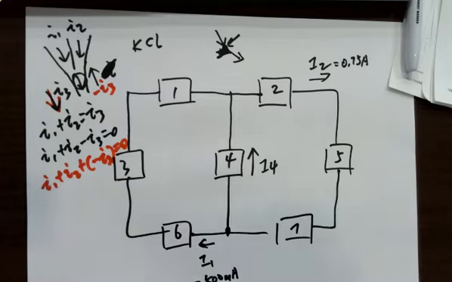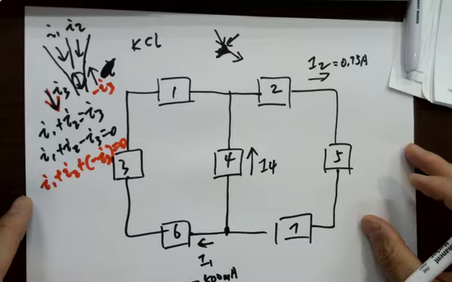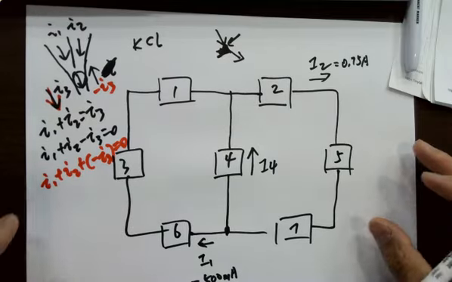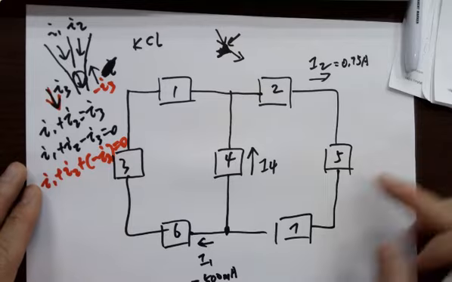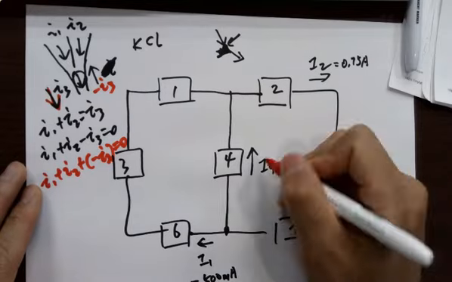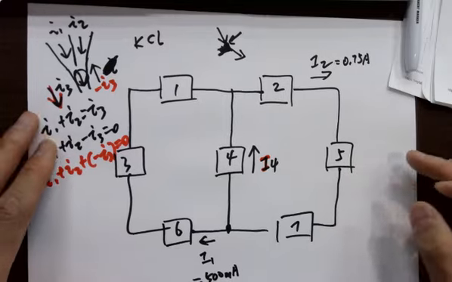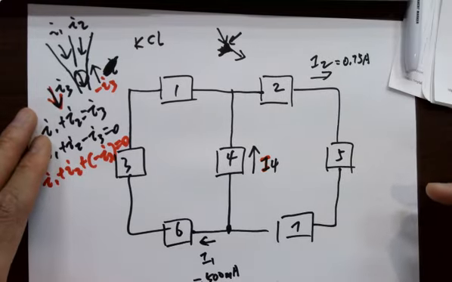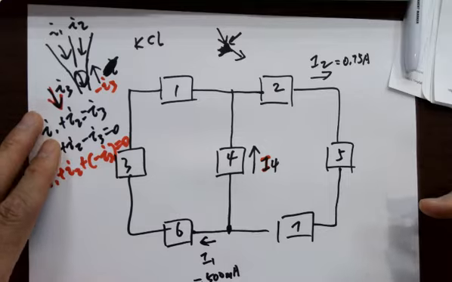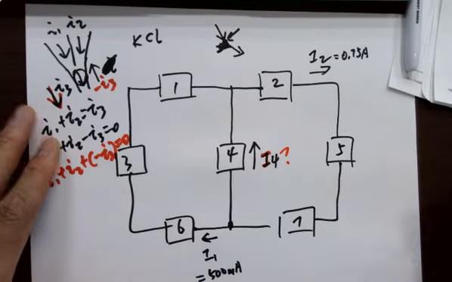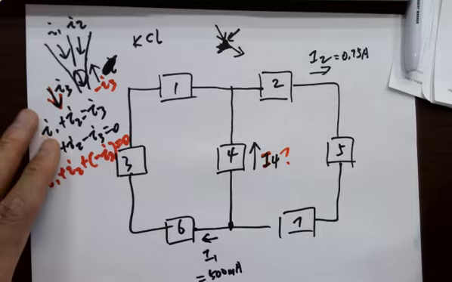You flip it. Is that I4 next to node number 4 in the middle? Yes, I4. So the question is, what is I4? It's asking for I4.